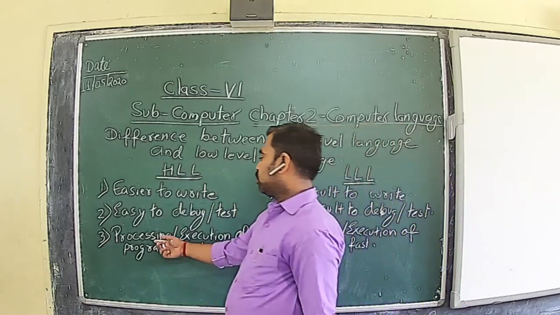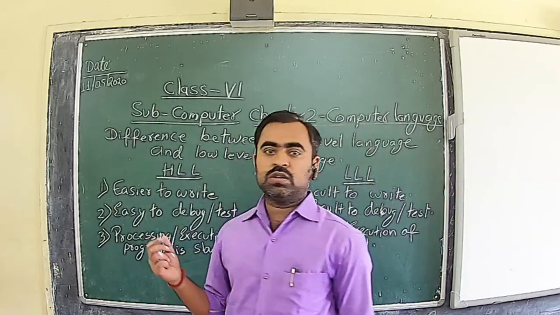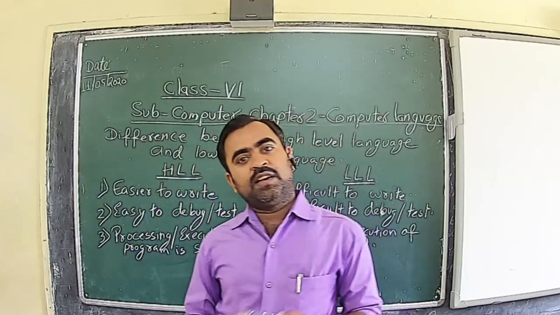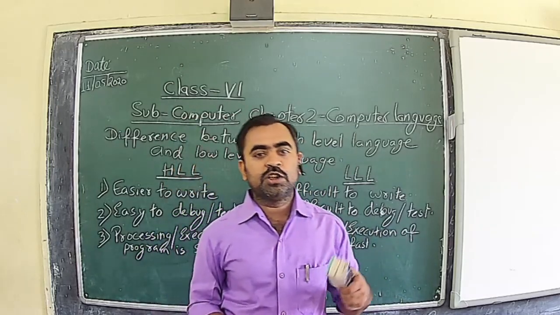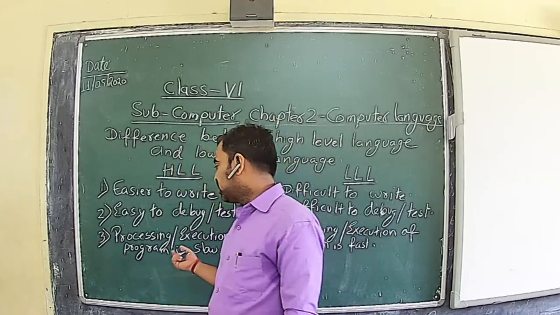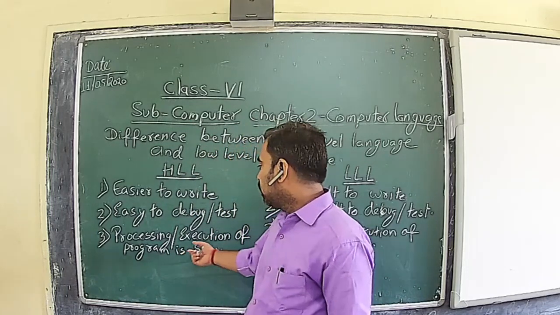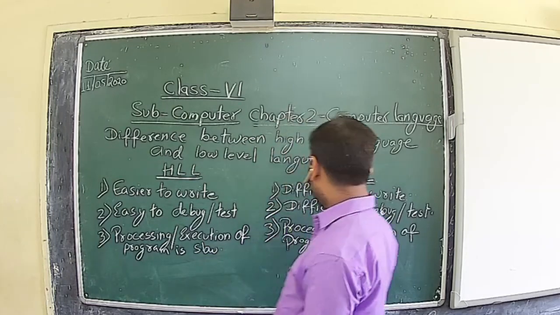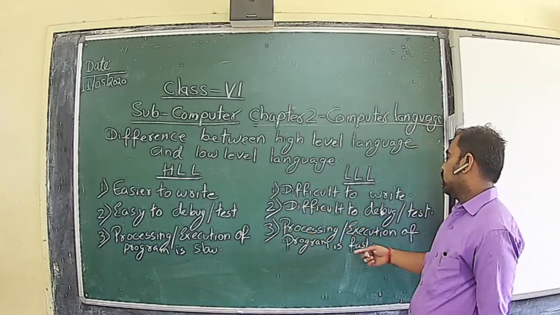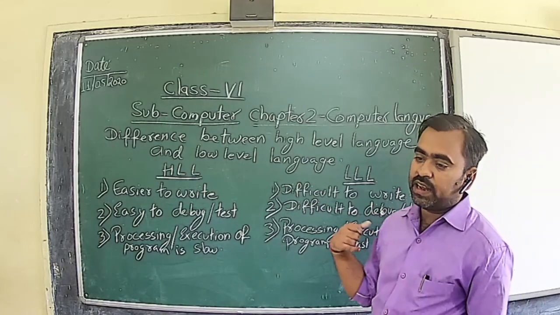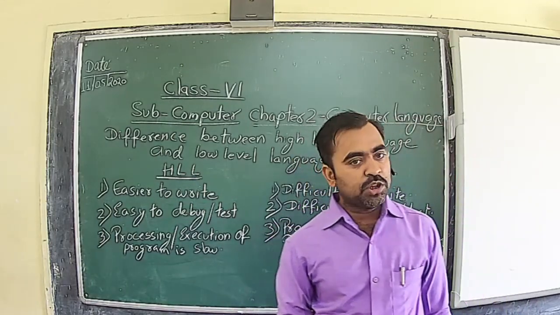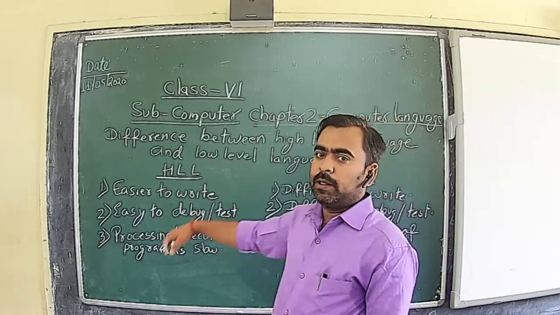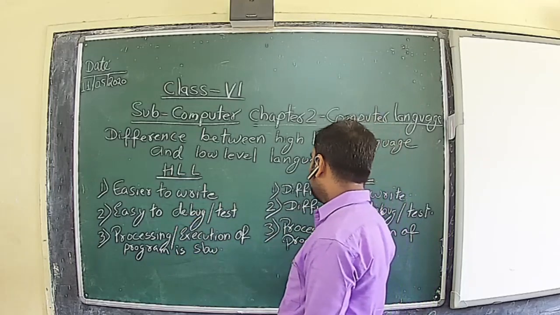The processing or execution of program is slow in high level languages because they need a translator and have to be converted into machine language before execution, so it takes time. So the execution is slower in comparison to the low level language, whereas in low level language the processing is fast because it can be directly understood by the machine, and as it is written in binary code or mnemonic code, it can be directly converted and executed fast.